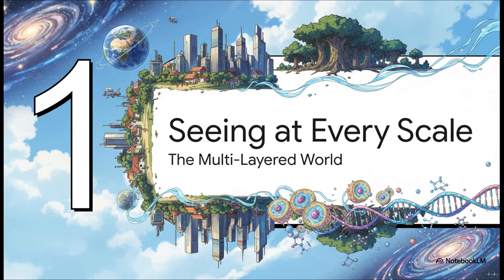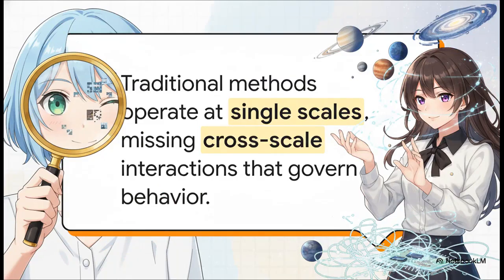So to get our heads around this, we first need to start seeing the world as it really is. It's multi-layered, with incredibly important information hiding at every single scale, from the massive all the way down to the microscopic. And that right there is the core problem we've been running into for years. As this research points out, our traditional tools have been like looking at the world with one eye shut. We either focus on the big picture, or we zoom way in on the tiny details, but we completely miss how they connect. And those connections, that's where all the important stuff happens.